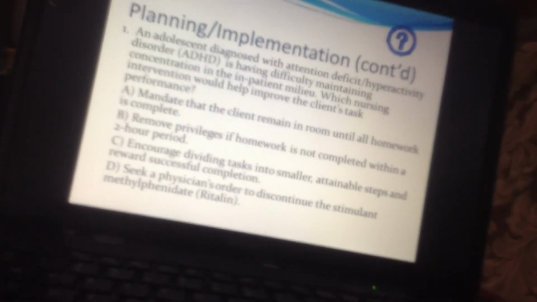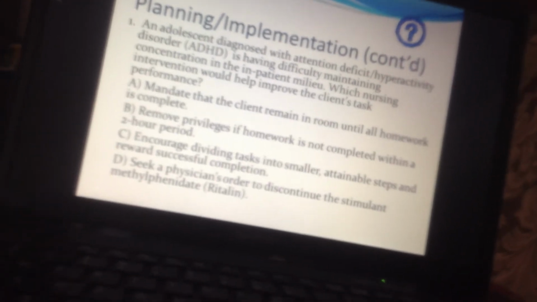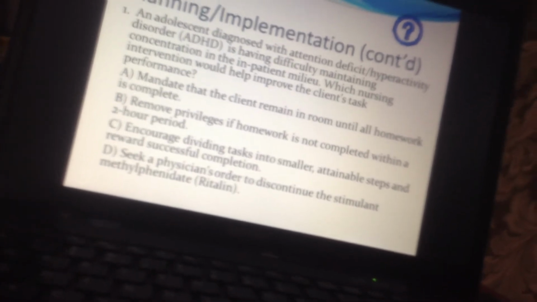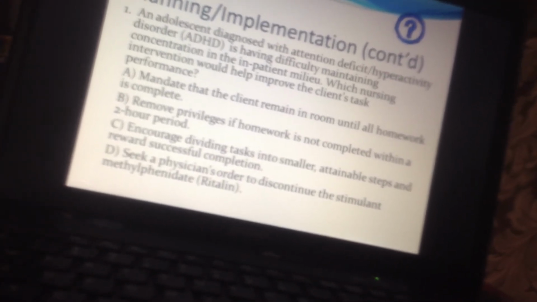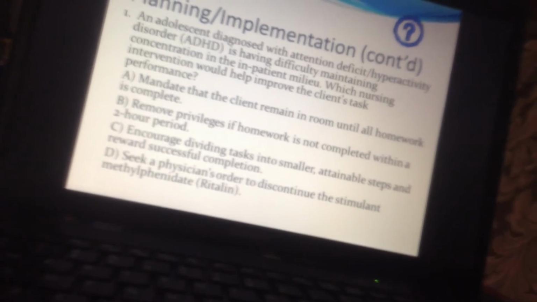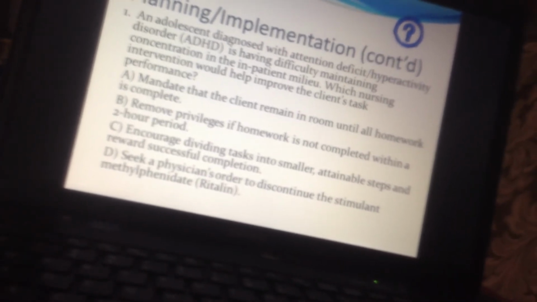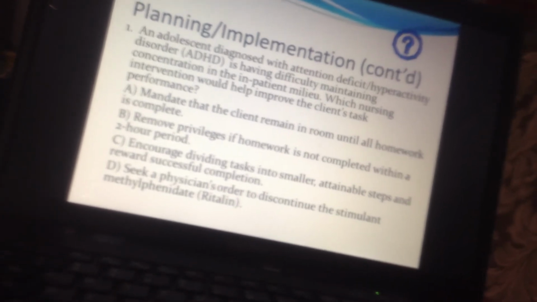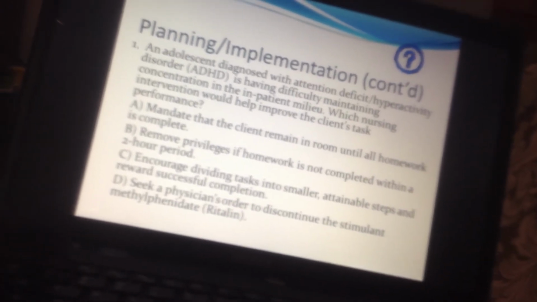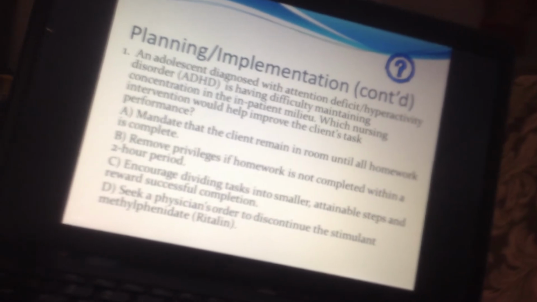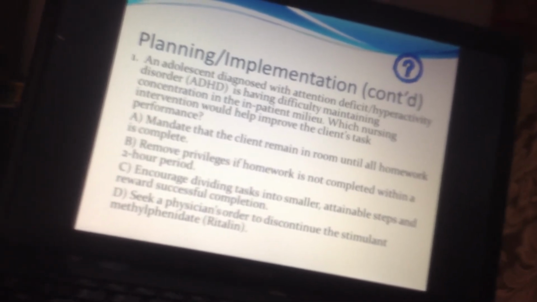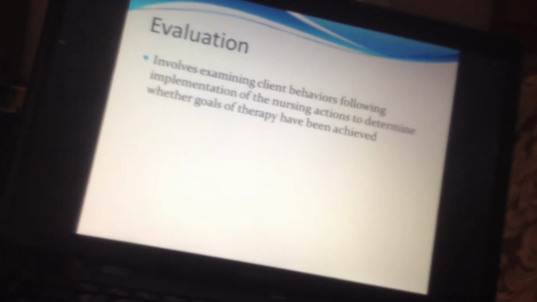Planning implementation, there is a question that talks about a person that has ADHD and is having difficulty maintaining concentration in an inpatient milieu. So what would you do to help that client with ADHD? The answer is C, because they have a shorter attention span. You would encourage them to divide the task into smaller attainable steps. Okay, so dividing the task would help those clients.